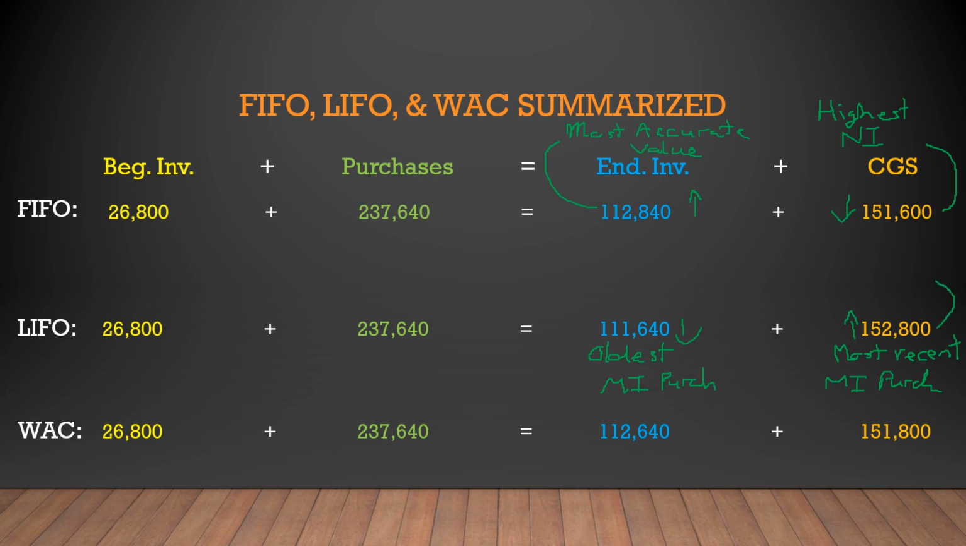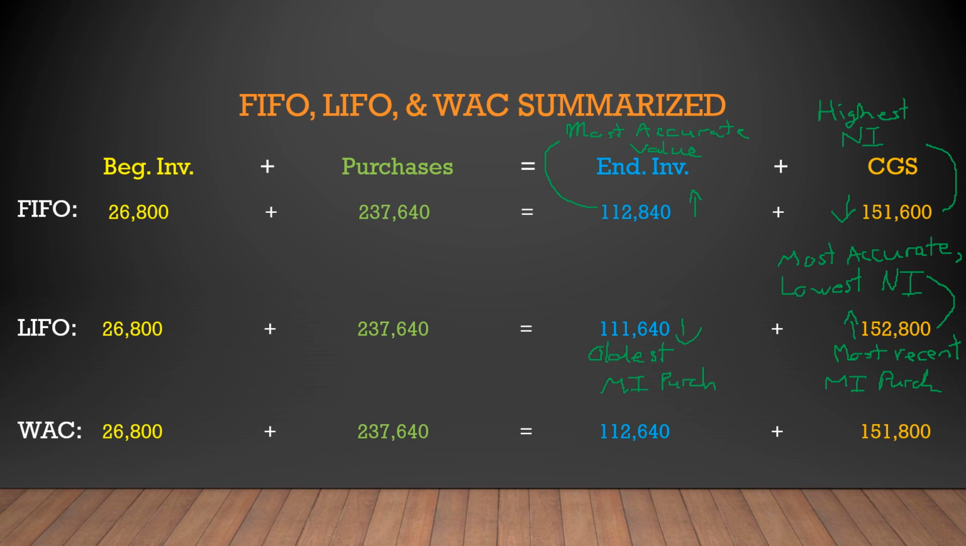LIFO gives the most accurate cost of goods sold valuation since that number consists of the most recent values. Since cost of goods sold is highest under LIFO, LIFO will also result in a lower net income, which can be an advantage if you are trying to lower your company's income tax liability.